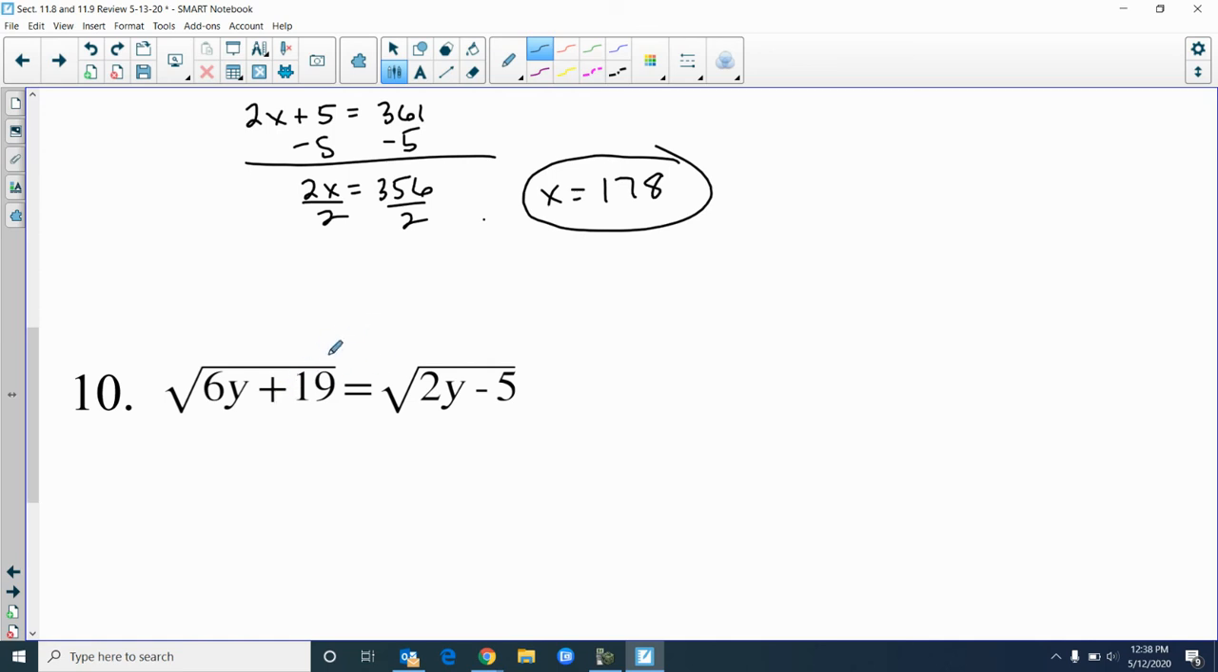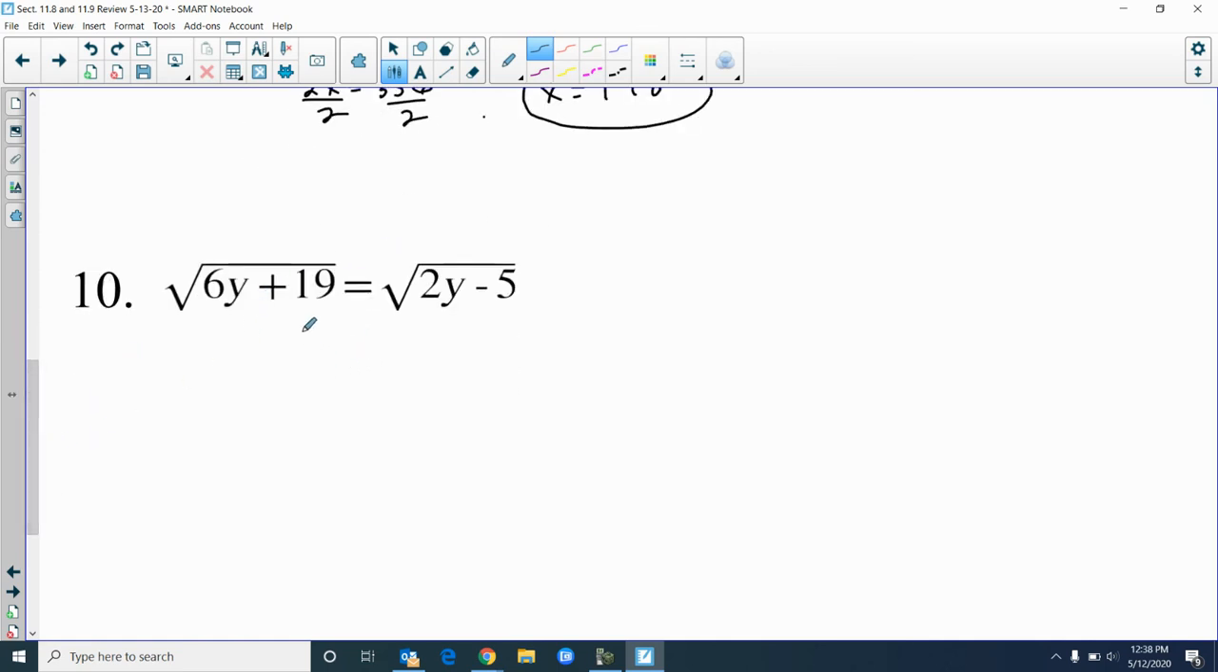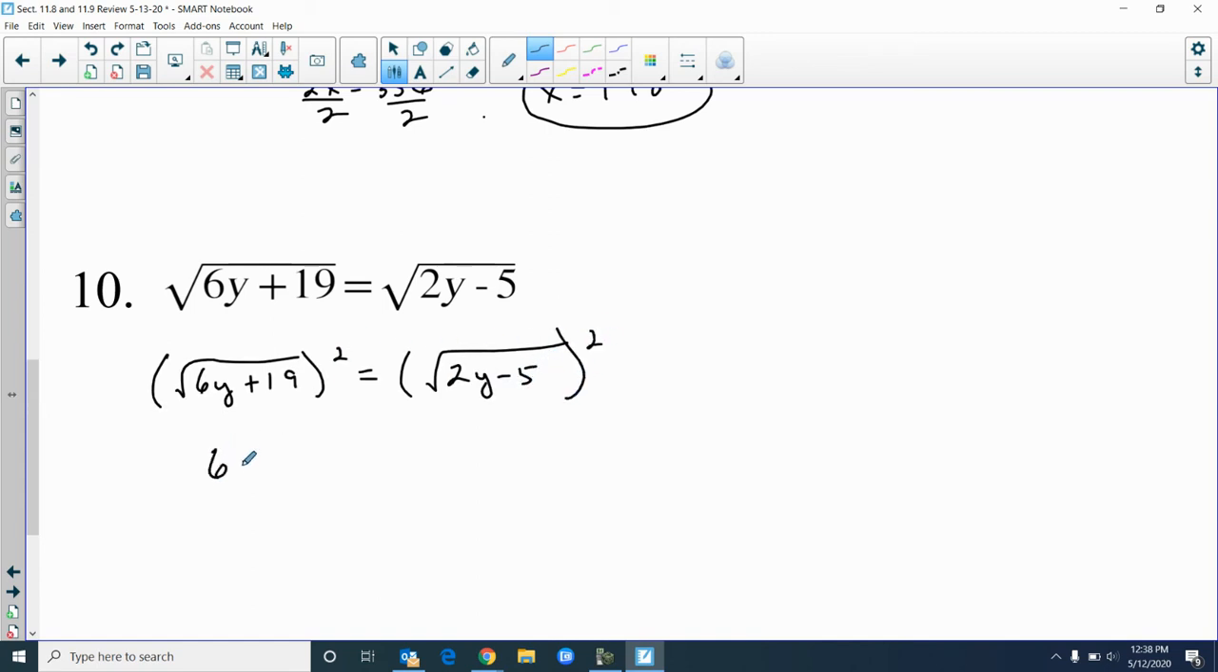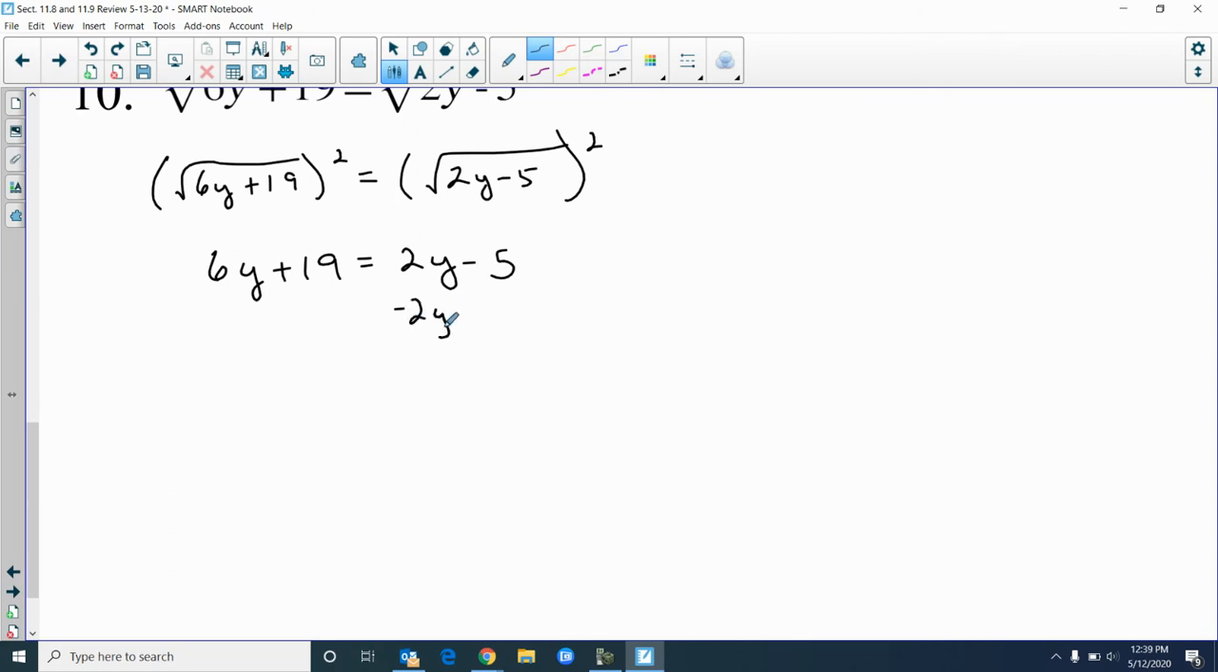Okay, now this one has two terms with radicals in it. In this case, you've got to get one on each side, which we already have. So you can go ahead and at this point, square both sides. When you do that, that just leaves you 6y plus 19 equals 2y minus 5. Now I'm just going to solve this like normal.